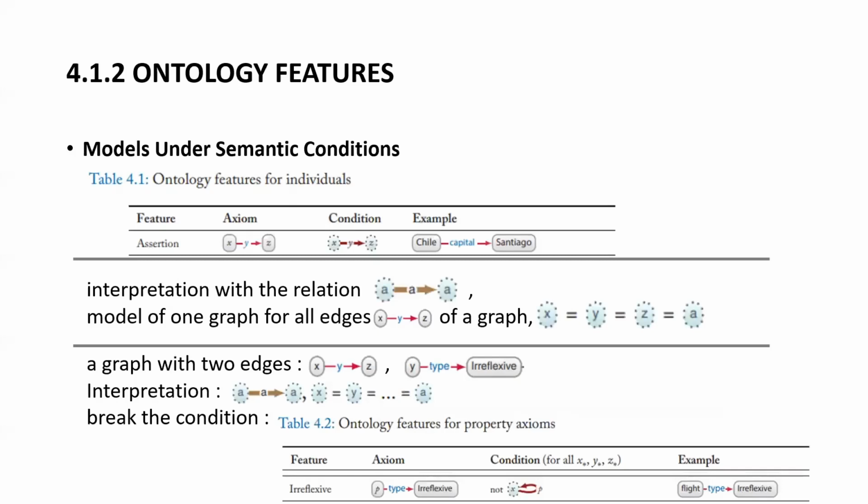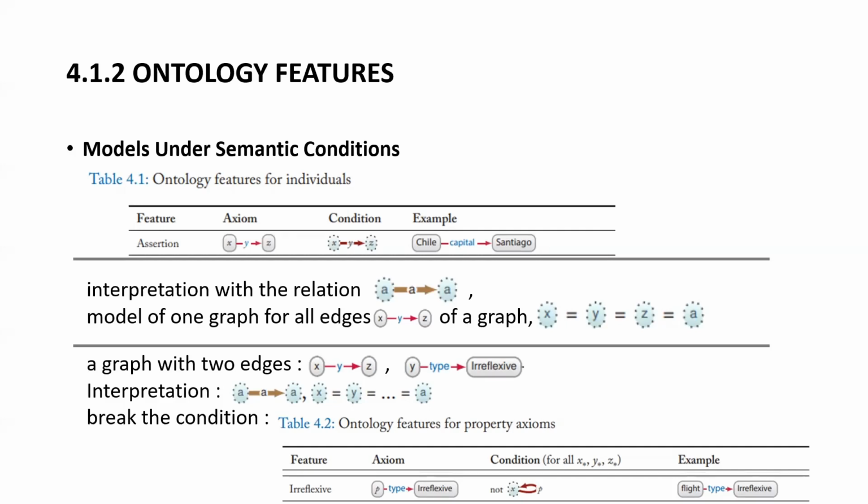Next is models under semantic conditions. The axioms of ontology features described previously apply some conditions to the graph model when they are added to the graph. For example, considering only the condition of the assertion feature in table 4.1, the graph model can interpret that a relation xyz exists for all edges xyz of the graph.